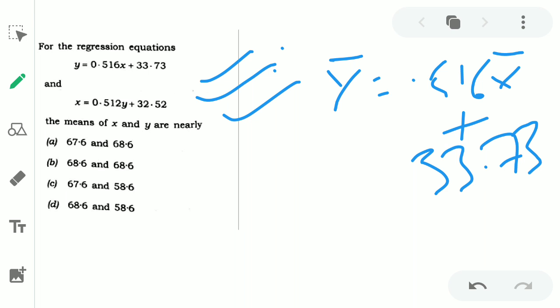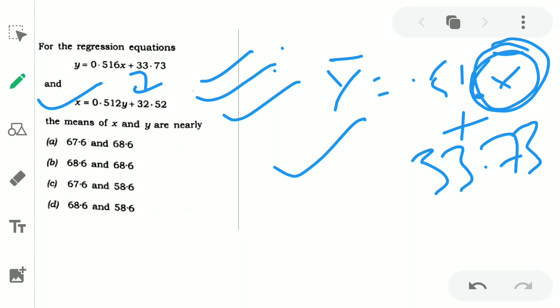Now in order to get the mean of x and y, you will substitute x bar from this equation into this equation. So obviously y bar will be equal to 0.512 into 0.516 y plus 33.73 plus 32.56. Now see, orally how can we solve this problem?